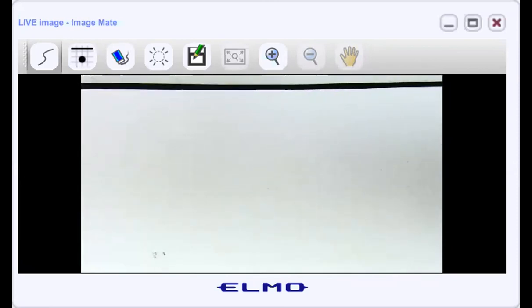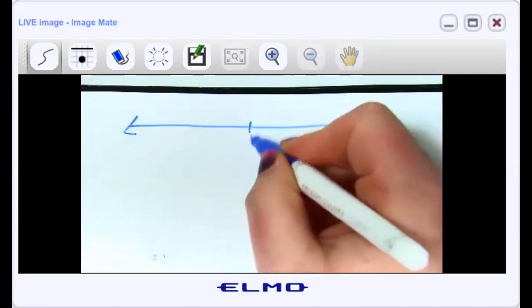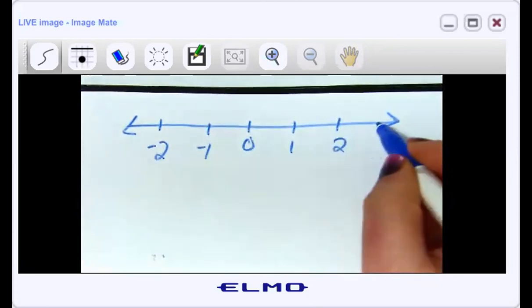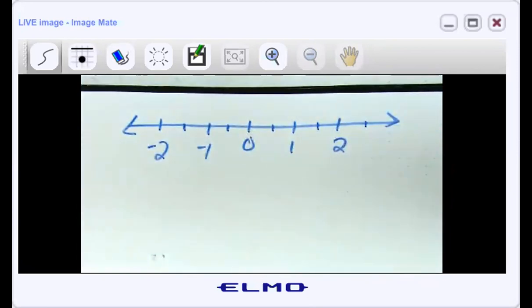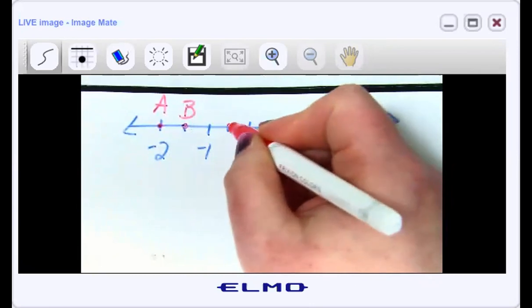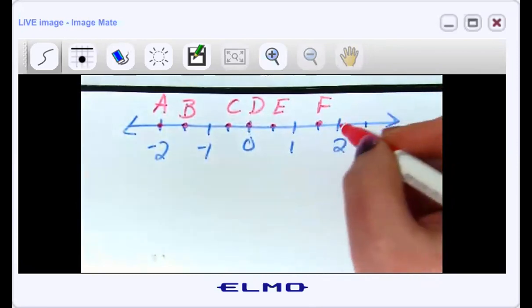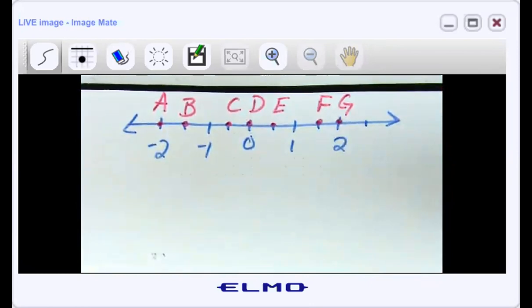I'm going to draw for you just a normal number line here. I'm just going to highlight a few points on here. Let's say here's point A, here's point B, maybe here's point C, D, E, F, and we'll put G right there. Okay, great. I have a whole bunch of points on this number line. Now, we are going to be talking about the distance between two points on a number line.